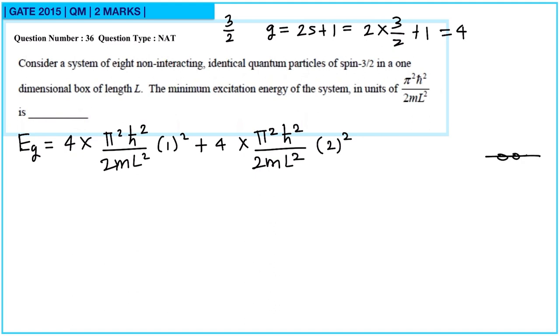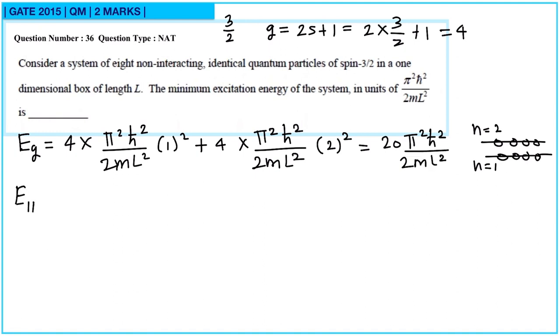So here we have 4 particles in ground state, that is n is equal to 1 state, and 4 particles in n is equal to 2 state. And this is equal to 16 plus 4, that is 20 pi square h cut square upon twice ml square.